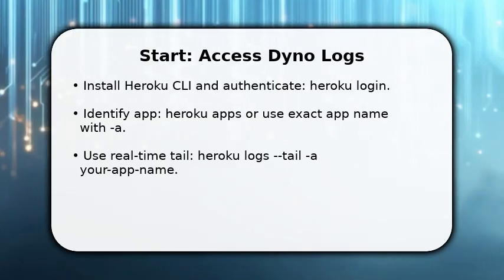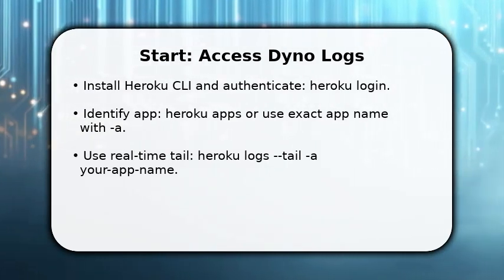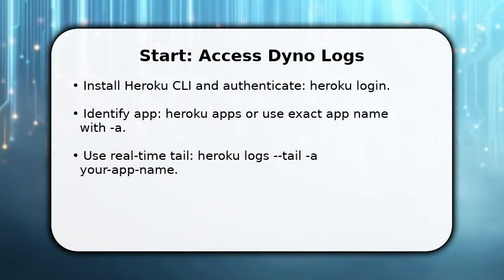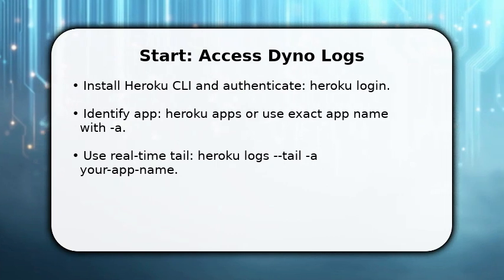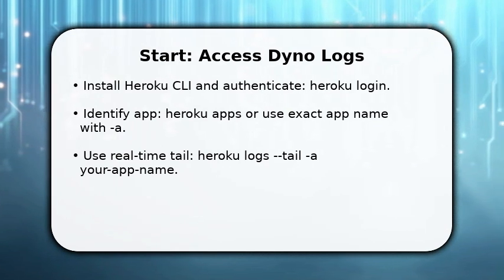You begin by getting live output from the dynos. This shows runtime errors and startup lines. First, make sure you've installed the Heroku CLI and run heroku login. Once authenticated, confirm the exact app name, then run heroku logs --tail with your app name to stream events.